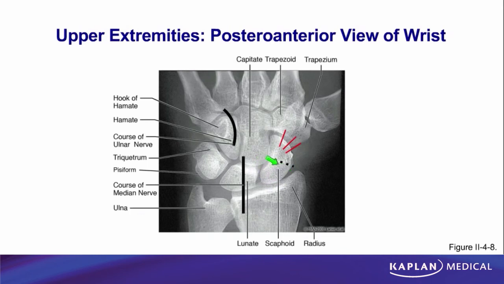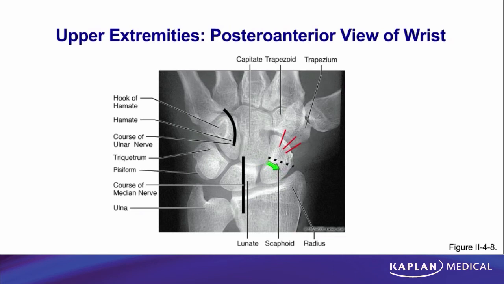And it's because of that blood supply issue that scaphoid fractures tend to heal very slowly or not at all, because the quality of bone healing is directly related to the quality of blood supply. You compromise the blood supply, you compromise bone healing.